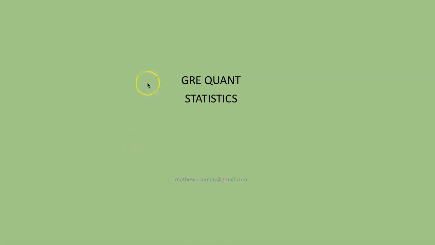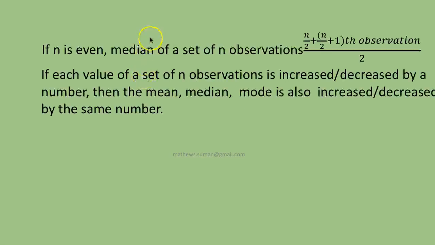This video attempts to explain statistics problems which are asked in the GRE quantitative section. Starting with a formula, if n is even, if you have an even number of observations, the median of a set of n observations is given by the average of the n by 2 th plus n by 2 plus 1 th observation, divided by 2. So if you have 10 observations, the median will be the average of the 5th and 6th observation.